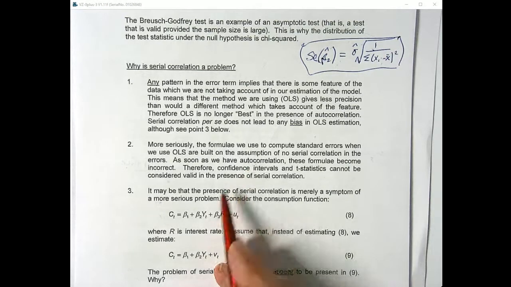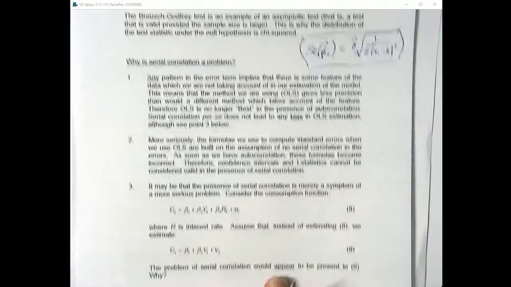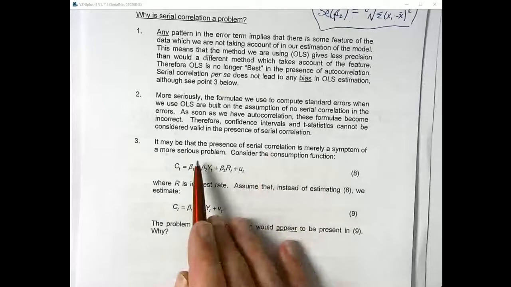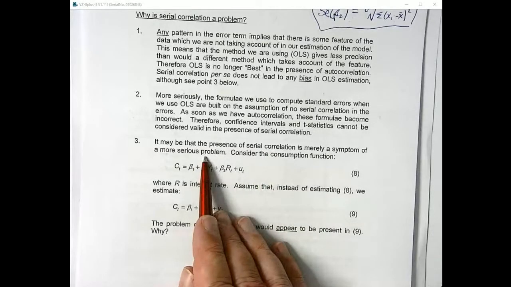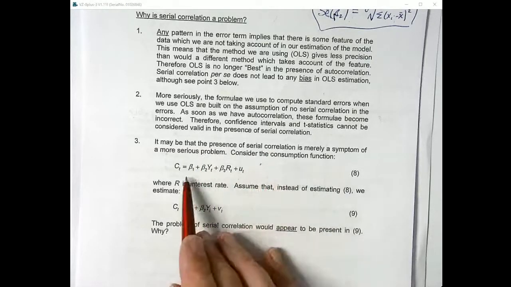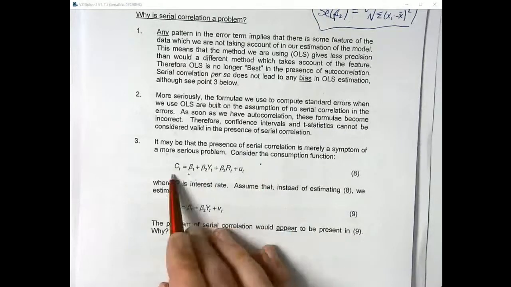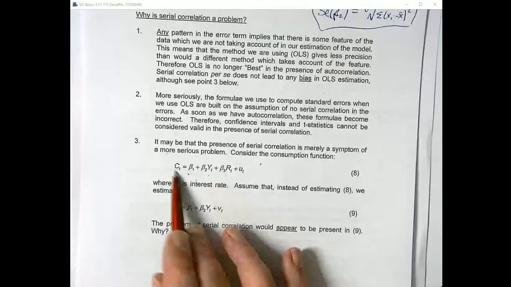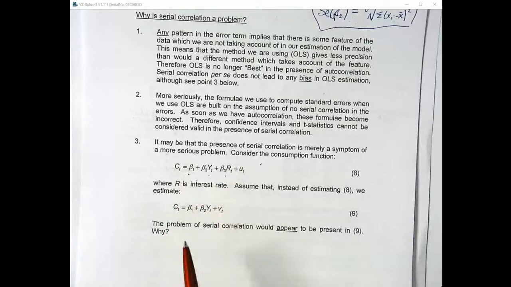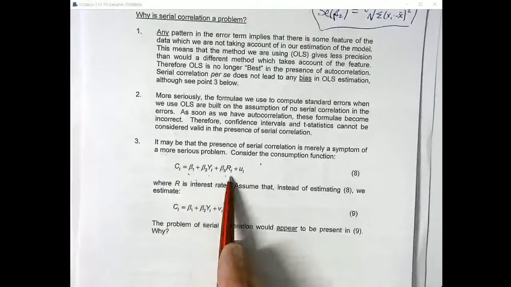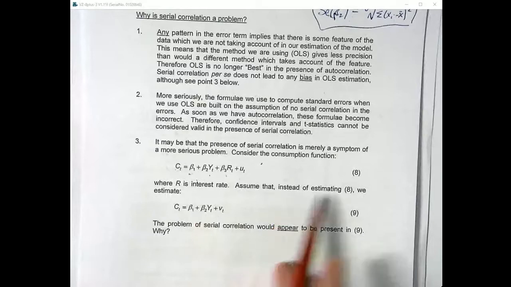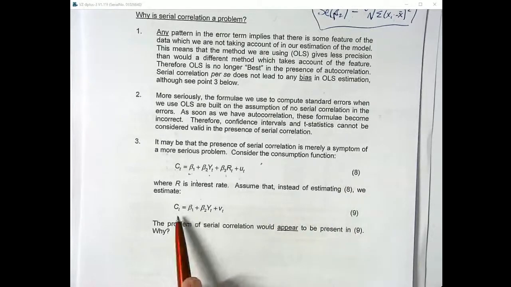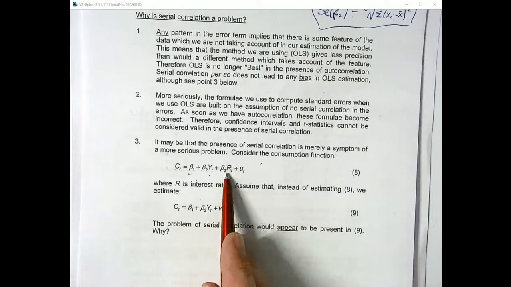But actually with serial correlation there's an even more serious problem, which is number 3. It may be that the presence of serial correlation is merely a symptom of a more serious problem. Consider the consumption function: consumption C depends on income Y and interest rate R. Let's just assume that this is the true model which determines consumption, equation 8. Assume that instead of estimating 8, we estimate 9, which is C on Y without the interest rate.